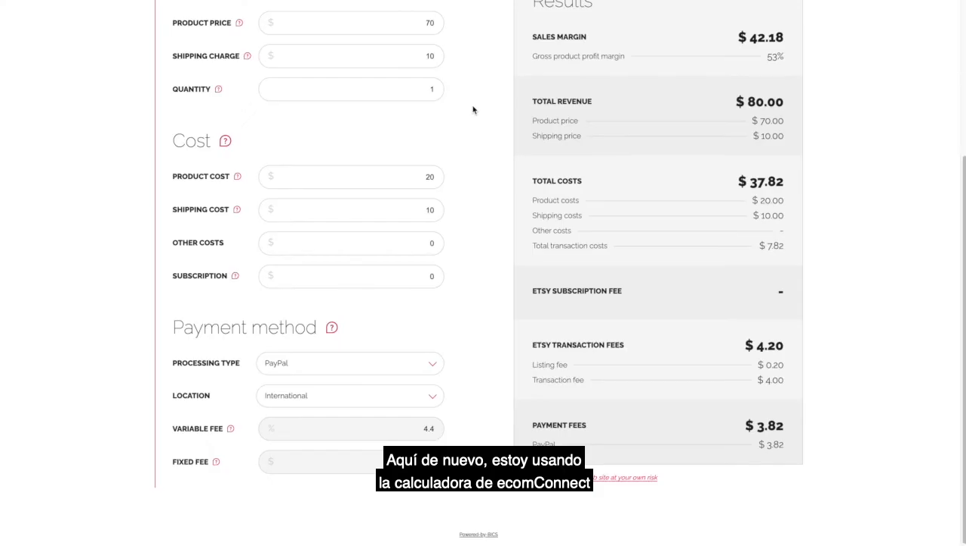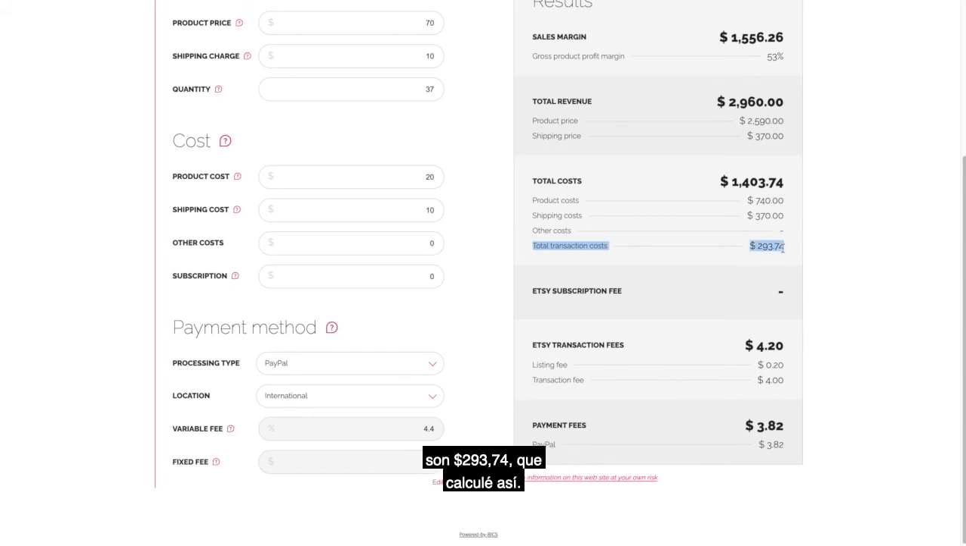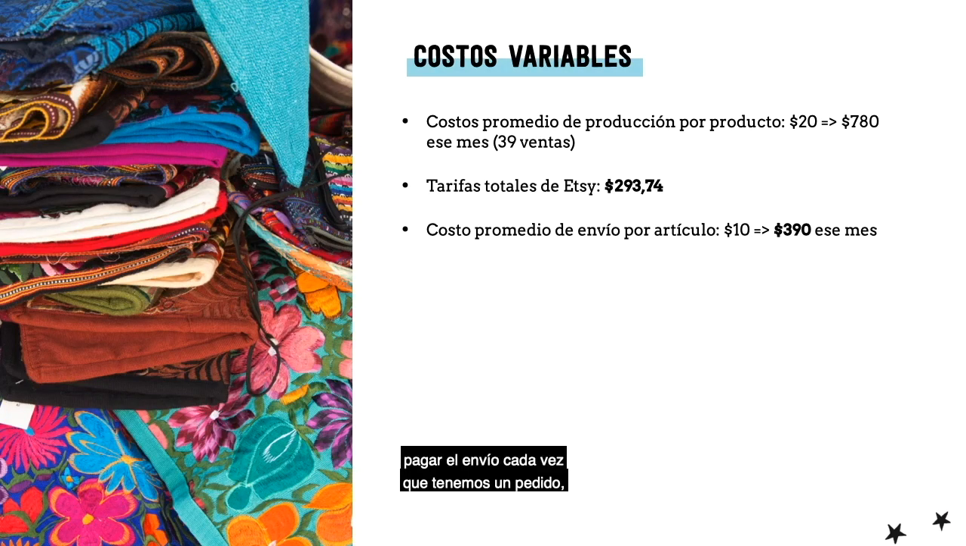Here again, I'm using the ecomConnect calculator to figure out what my Etsy fees are going to be. And so I'm keeping the product price and the shipping charge that we had the same, but this time we are looking at 37 sales. So I'm going to increase the quantity here, and you can see that my total transaction costs have gone up to $293.74. So that's how I calculated them. We also, of course, still pay for shipping every time we have an order, and this was set at $10. So given that we've made 39 sales this month, we are going to have $390 in shipping charges.